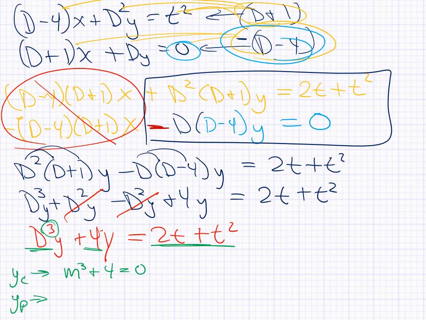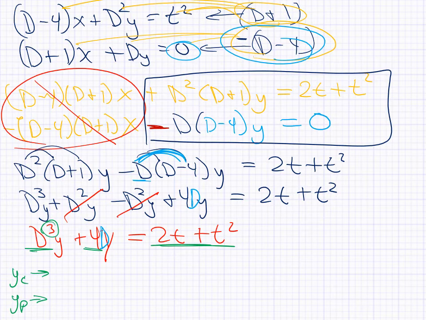Wait, I see a mistake. Where's my mistake? Well, here's my mistake. It's right here. This times this would be 4Dy, which would put a D here, which makes quite a difference. We got to try and be careful to simplify as best we can without making any mistakes. Well, I caught that one before it really got out of hand, so we're good.